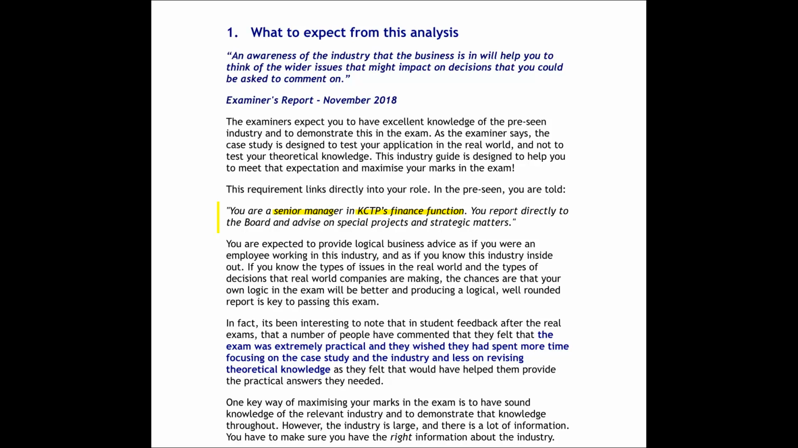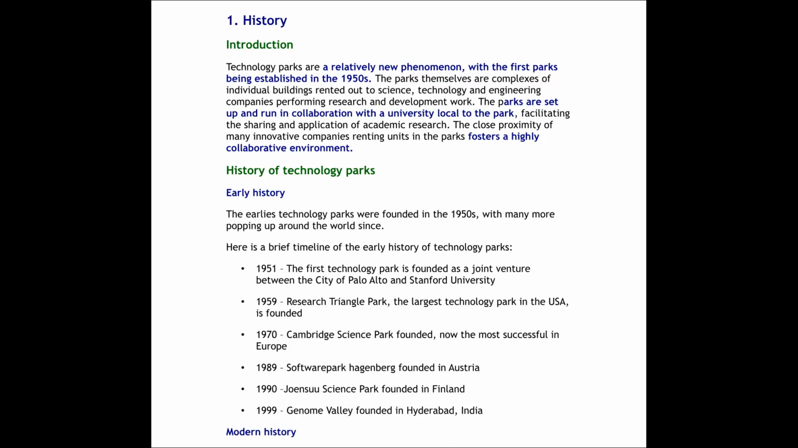So let's start by looking at the history of these technology parks. Technology parks are a relatively new phenomenon, with the first parks being established in the 1950s. So still a relatively new and up-and-coming industry. The parks themselves are complexes of individual buildings rented out to science, technology and engineering companies performing research and development work. The parks are also set up and run in collaboration with a university or a small group of universities local to the park, which helps facilitate the sharing and application of academic research.